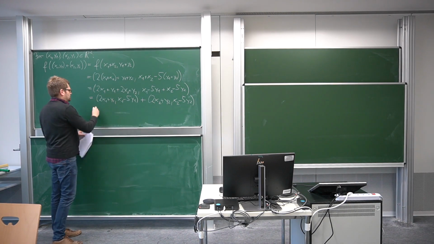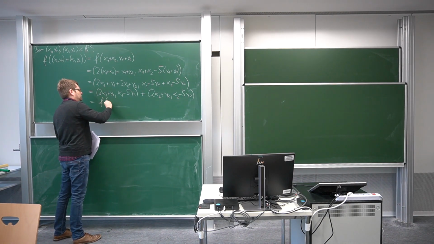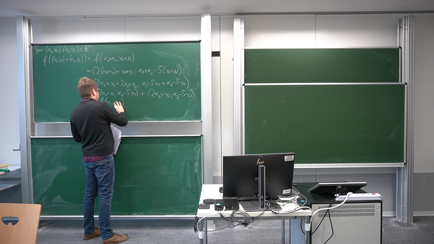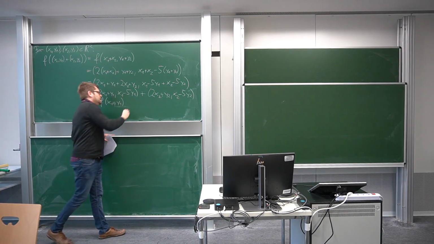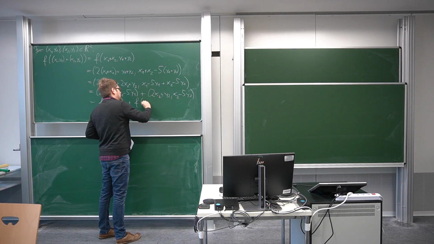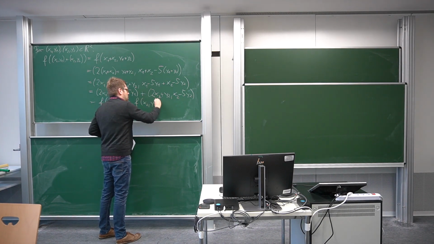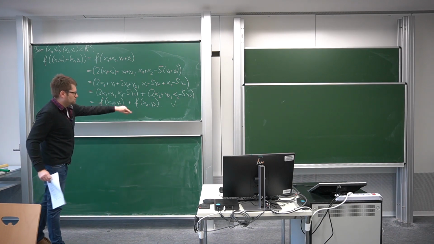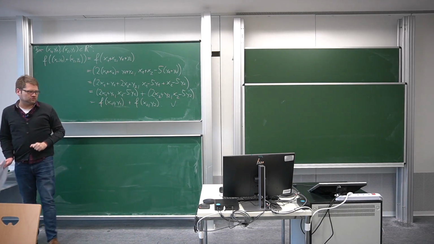And this is just by definition the same as f of (x1, y1) plus f of (x2, y2). And this works. So f of the sum is the sum of the values of f. This is what a linear map does.